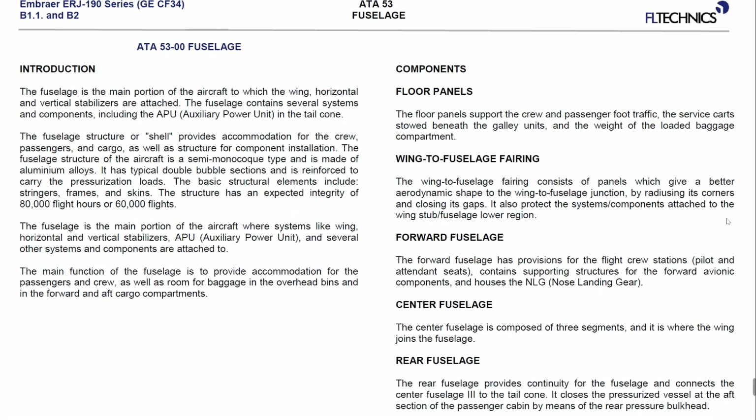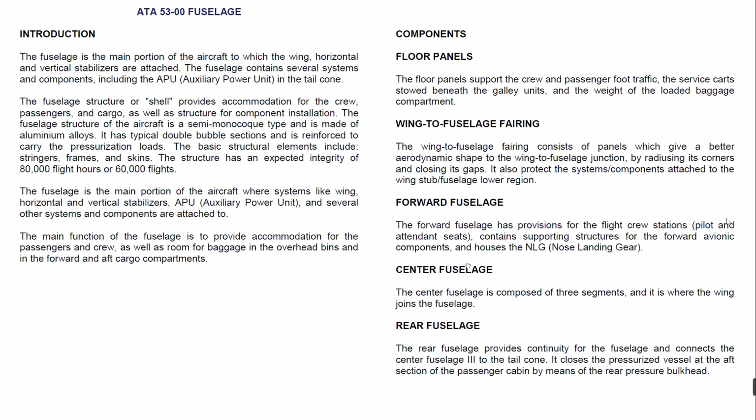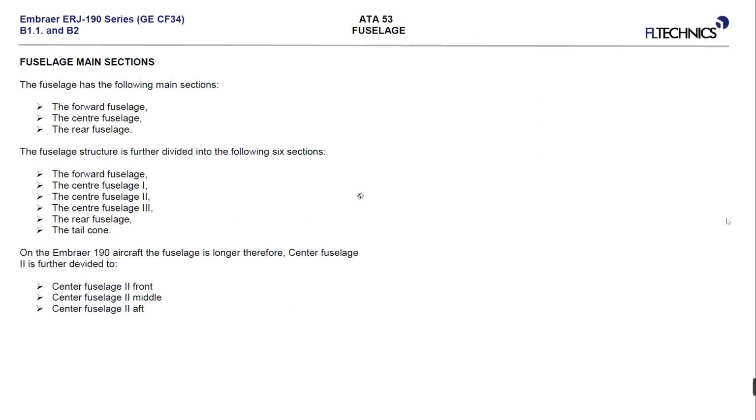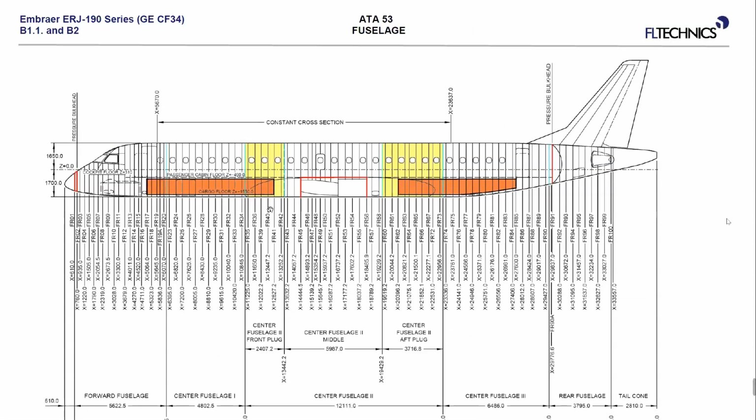Then the fuselage is divided into forward, center, and rear fuselage. Okay, have a look. We have different sections which are coming together. The fuselage is not one assembly, but is composed of different sections. And now we are going to talk about these different sections. The fuselage has the following main sections: forward fuselage, center fuselage, and rear fuselage.